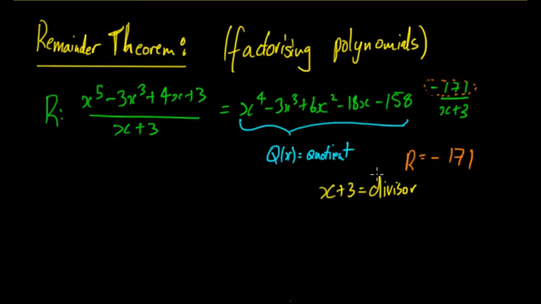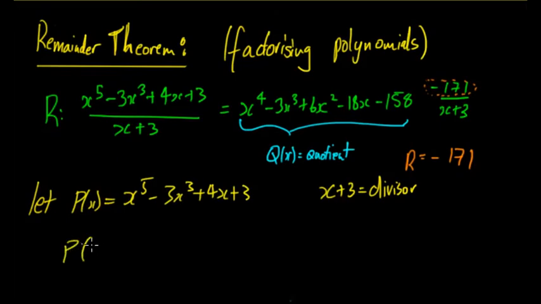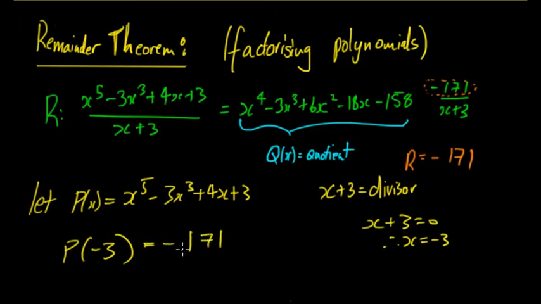You have a remainder there, and you have the divisor on the bottom. Now, here's an observation. If we let p(x), which is the polynomial, equal x^5 minus 3x^3 plus 4x plus 3, and then we say p(-3), we let the divisor equal 0, therefore x is equal to -3. And this answer is going to equal -171. You can sub that in and find that it does equal -171, and you'll see that this correlates to the answer, and this is equal to the remainder.